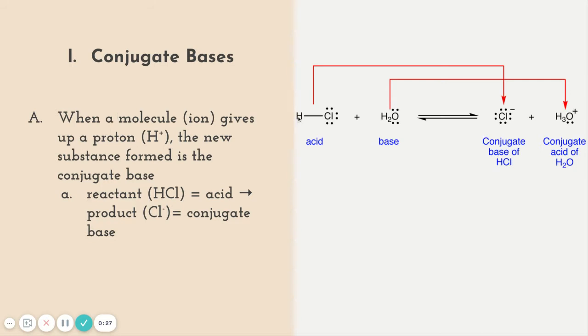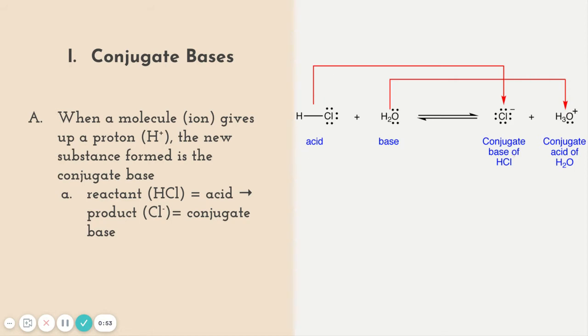So we see that the acid here in our example, the HCl, is going to give up a proton. Because it's giving up a proton, we know it is a Bronsted-Lowry acid. It's giving up that H plus. After it gives up that H plus, as a product, it's the Cl minus. So we call that the conjugate base. So the acid is going to pair with the conjugate base.